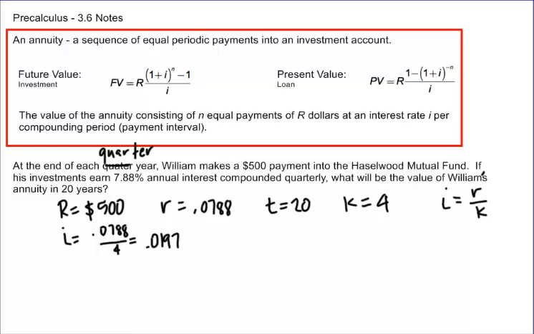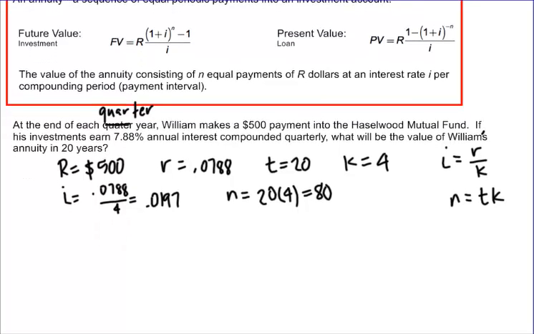Okay? And the other thing that I need is N. N is the total number of compoundings. So N is going to be T times K. In that case, this is going to be 20 times 4, which is 80. And so now I've got everything that I need to set up the future value of this. And what it's going to look like is this.